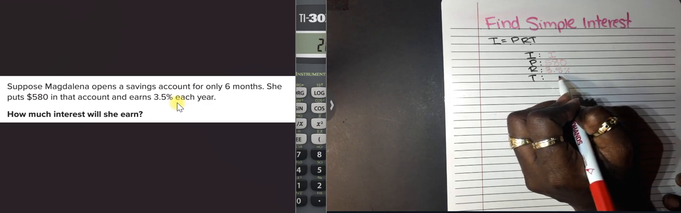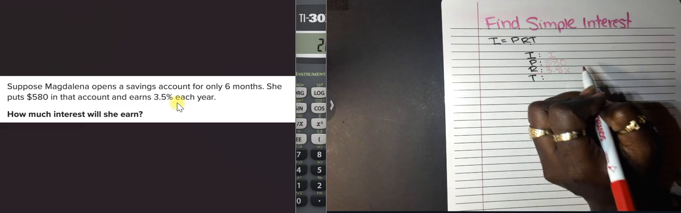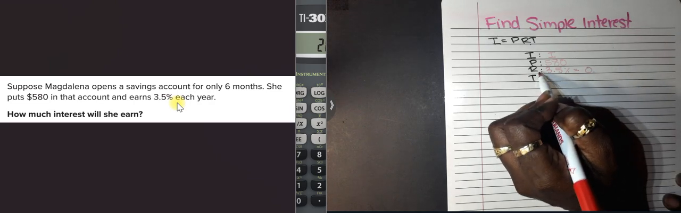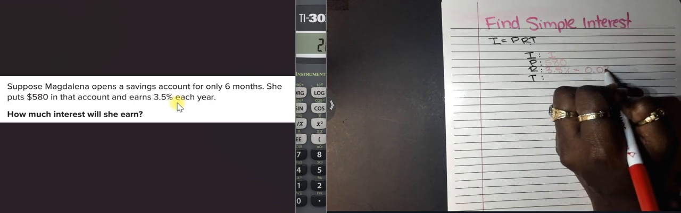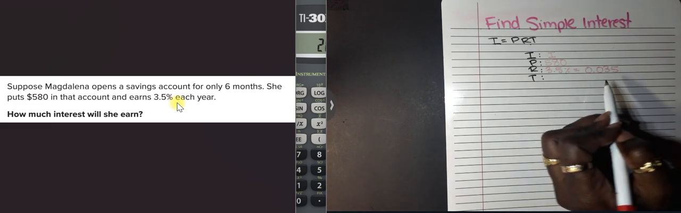And remember, we're going to need to convert this into its decimal equivalent. So remember, move the decimal 2 places to the left. So that becomes 0.035, a 0, a 3, and then the 5, right?